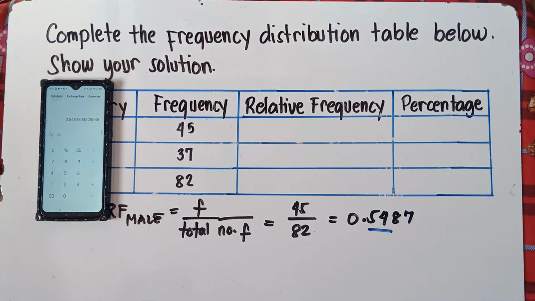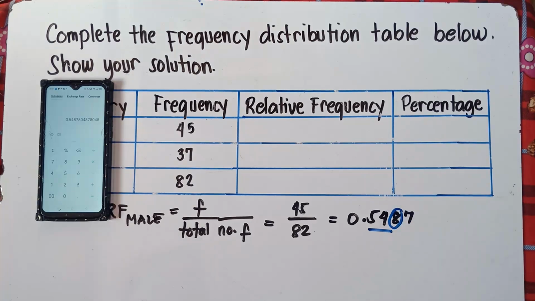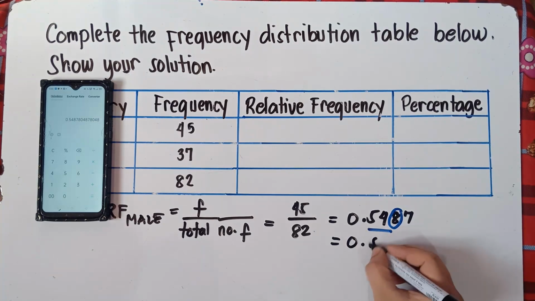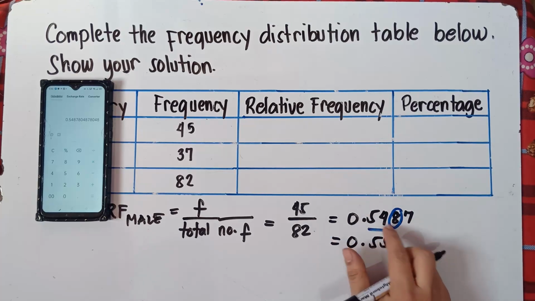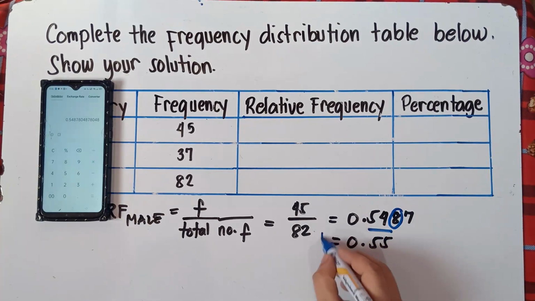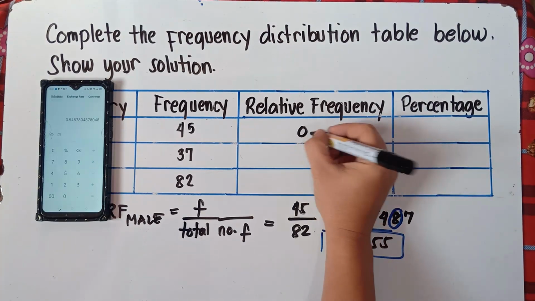Once again, we need to have at least 2 decimal places. So 0.54, and after 4, that's 8. So we need to round up. This will be 0.55, because after 4 comes 8, we round up, so this 4 becomes 5. So our answer is 0.55.